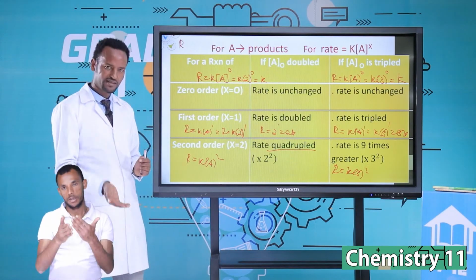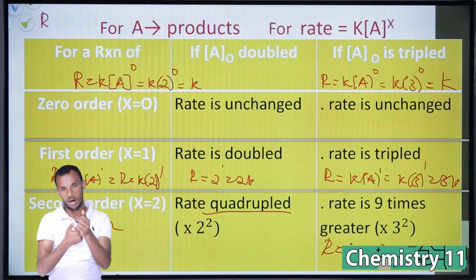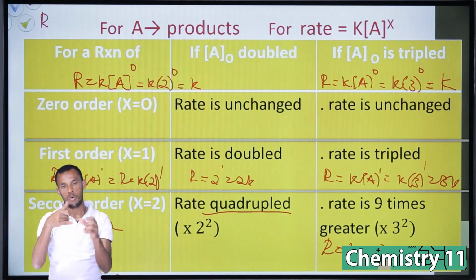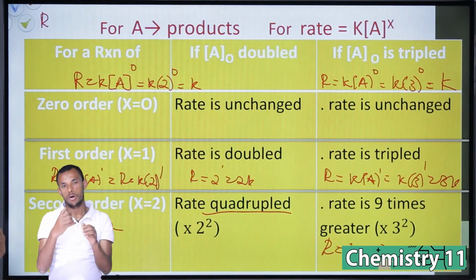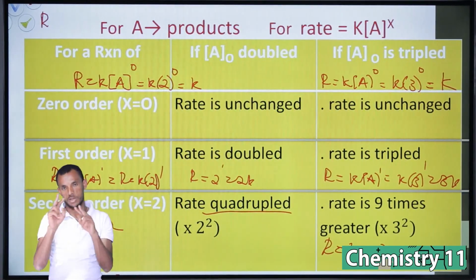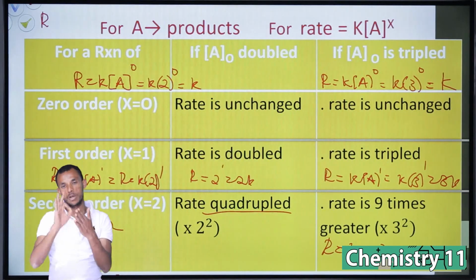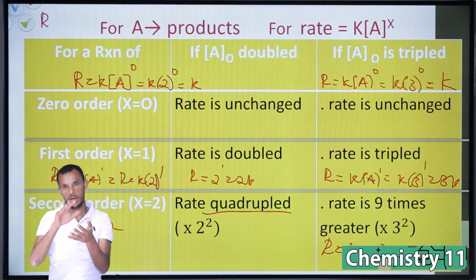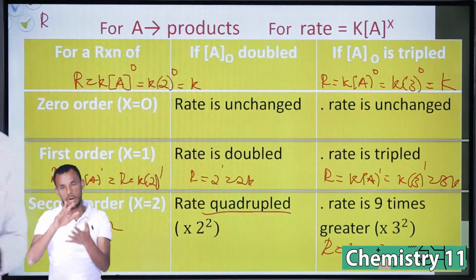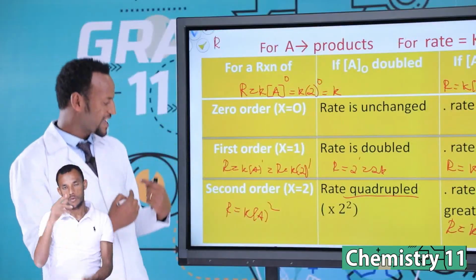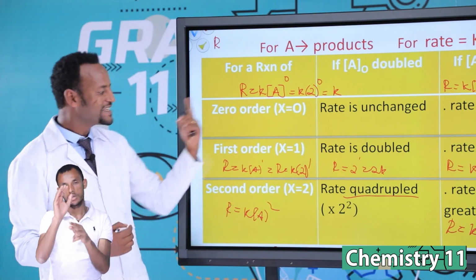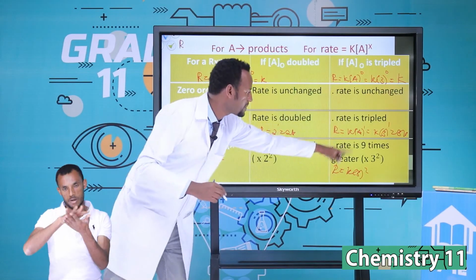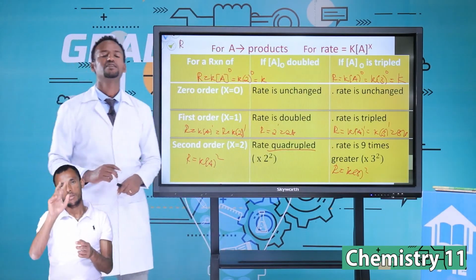This table simply indicates that for zero order reaction, as the concentration increases or decreases, rate is unchanged. Rate is constant. Which order of reaction does not depend on concentration? Zero order reaction, because any number to the power of 0 is already 1. For first order reaction, the concentration is doubled to the power of 1, rate is doubled. The concentration is tripled, rate is tripled. For second order reaction, concentration is doubled, rate is quadrupled, because of the power of 2. Concentration is tripled for second order, 3 to the power of 2, rate increases 9 times.